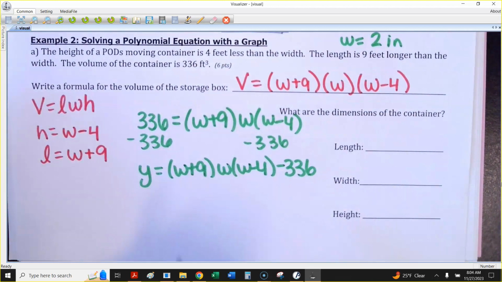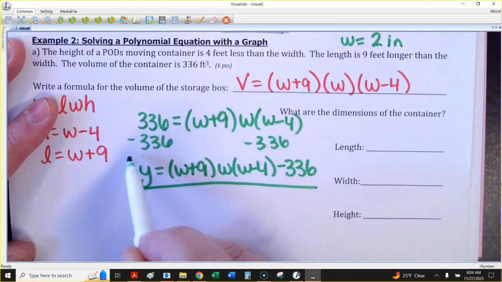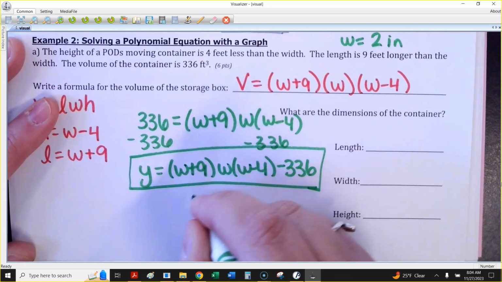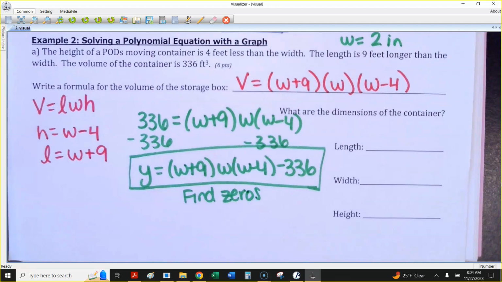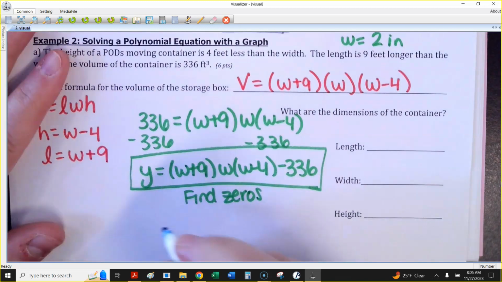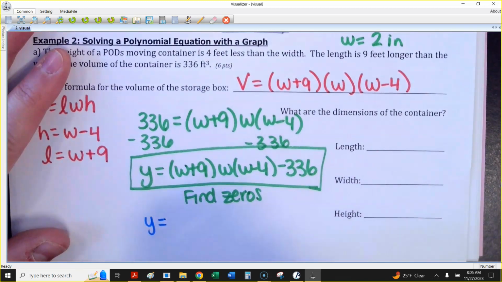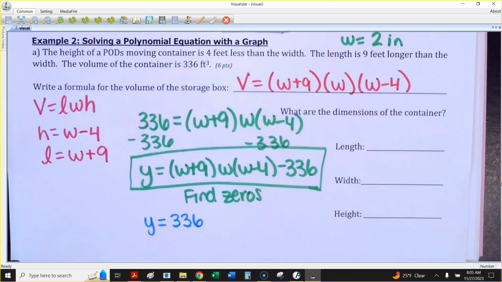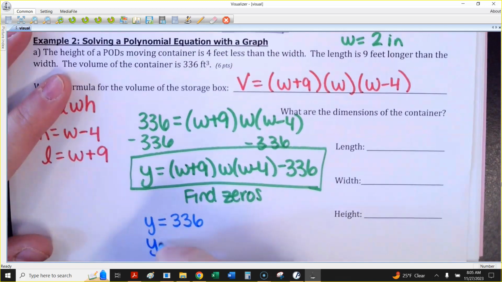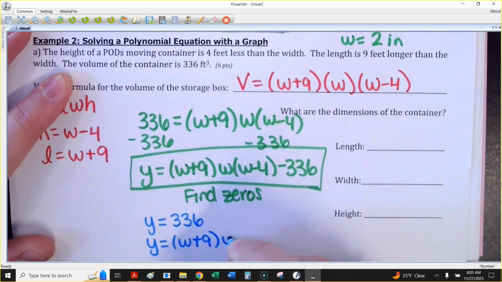If you want to do it like this, then you find the zeros on the graph to represent the width. The other way you can do this, which is what I usually do because it's just a little bit faster for me, I will graph like a system. So I'll graph just y equals 336, which will be a horizontal line to represent the volume. And then the other equation I would graph would be that width plus 9, width minus 4.